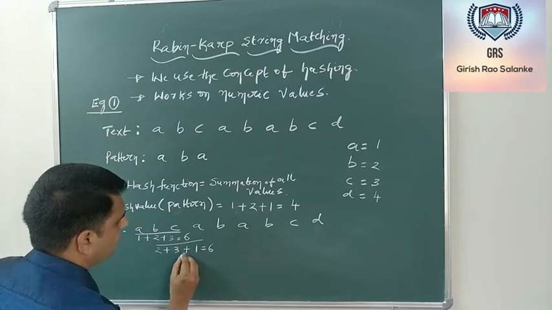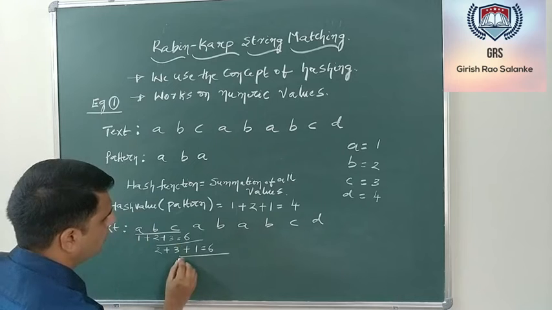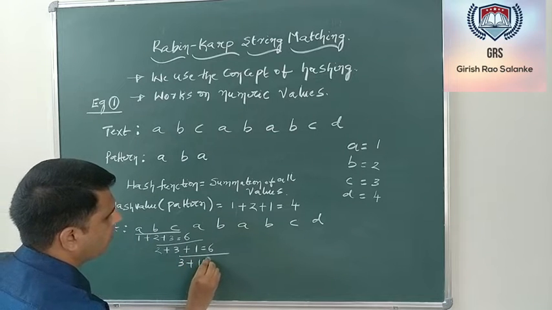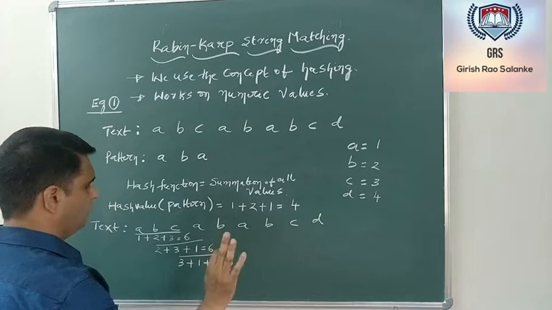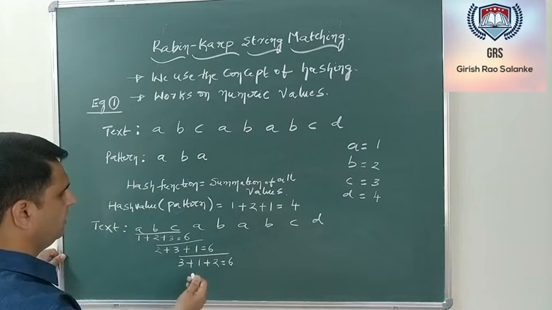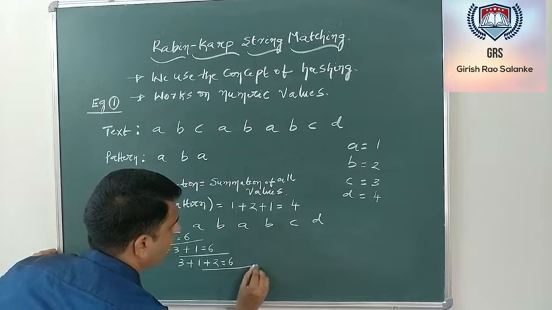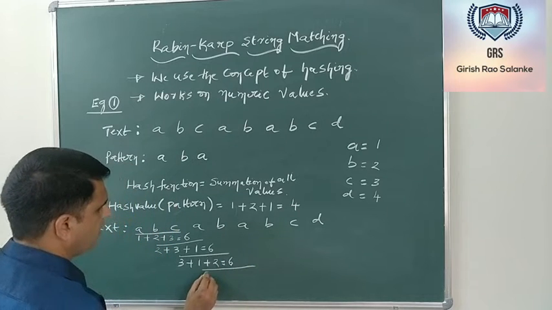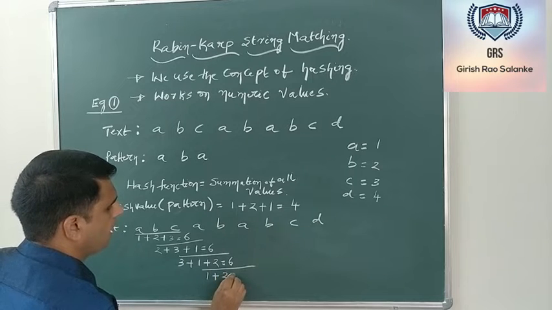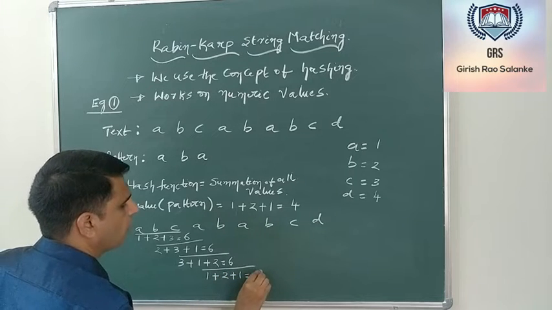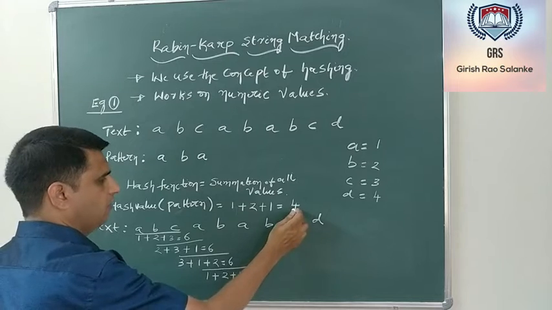Next, I'll go for the next 3 characters. This is 3 plus 1 plus 2, which is once again 6. 6 compared with 4, it does not match. Go to the next 3 characters. The next 3 is ABA. A is 1 plus B is 2 and A is 1, which is 4. Now compare this 4 with this 4, it matches.